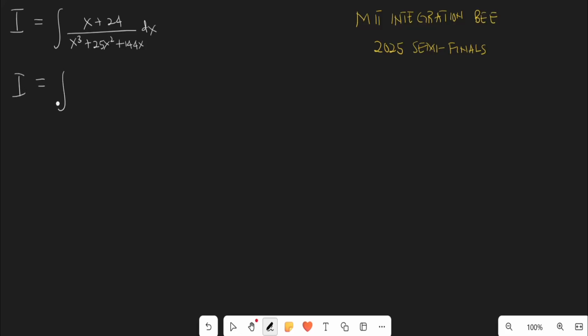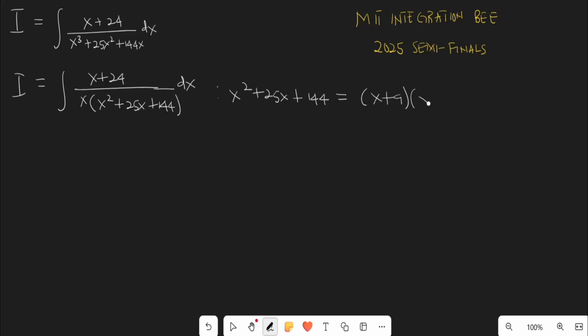So we have I to be equal to the integral of x plus 24 divided by x, factorizing x out, will be x squared plus 25x plus 144 dx, right? And this one, the denominator, that is x squared plus 25x plus 144. Solving this one quadratically, this one can be split into x plus 9 times x plus 16, right?